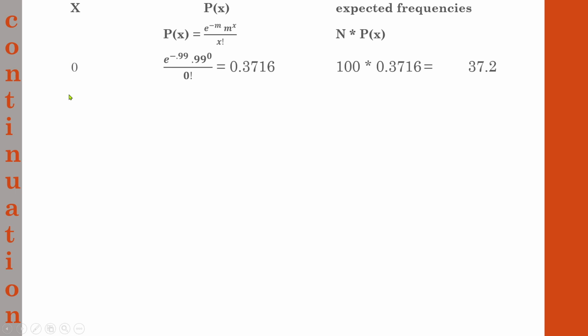So in order to find the number of items in numerical terms, means number of times or number of items, or in simple words, in order to find the expected frequency, you need to multiply the probability of the particular event into n. In this case n is 100. So 100 into 0.3716, you will get 37.2. So the number of times, as per the expected frequency, foreign words come. Here, 0 for the frequency, and the expected frequency for 0 occurrence of foreign words is 37.2.